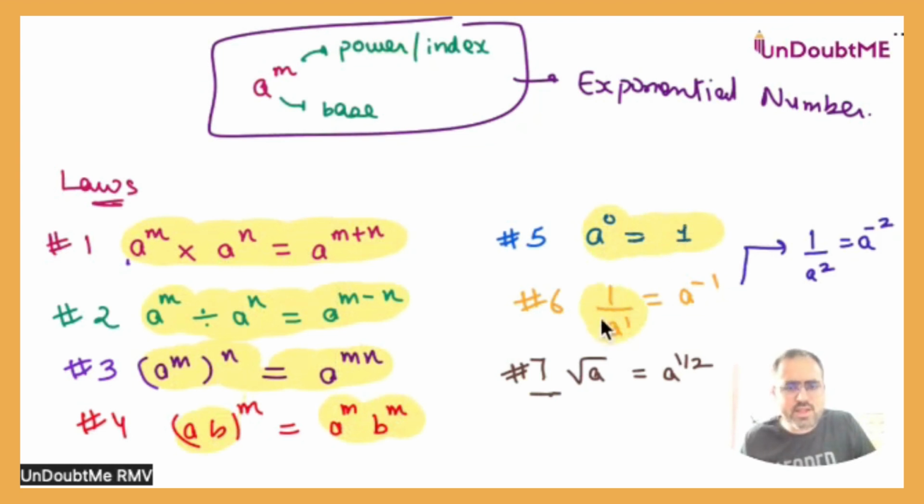If we have something in the denominator, then the power becomes negative. This was one more example. And the last one is if you have square root, then square root can be written as power half. Fractional indices will be coming a bit later, but it is there in the portion.